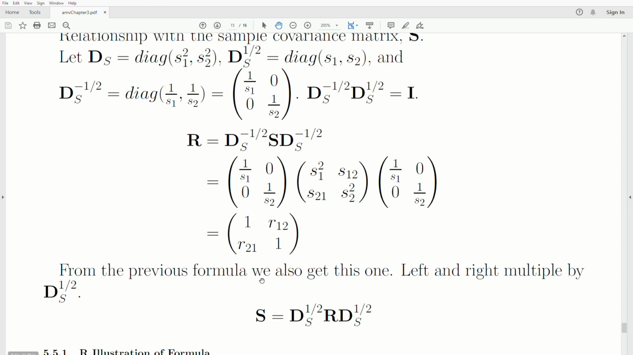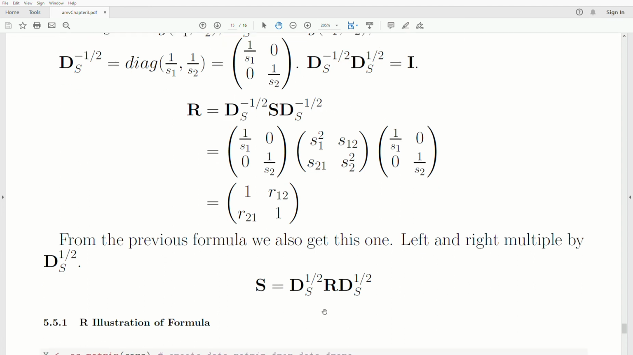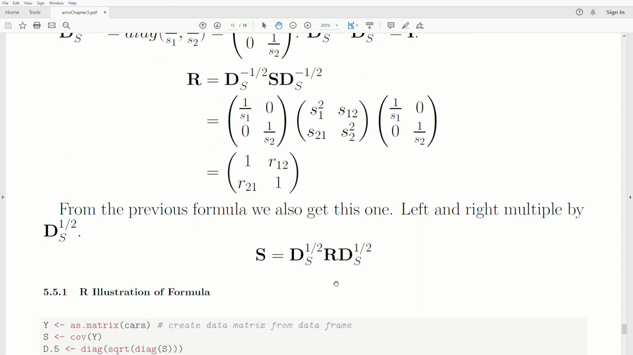Now notice from the previous formula, we also get this one. So if we look at this relationship, R is equal to D^(-1/2) S D^(-1/2). If we left multiply by D^(1/2) on both sides, and then we right multiply by D^(1/2) on both sides, we get this relationship. So the covariance matrix is actually this matrix product using the correlation matrix.